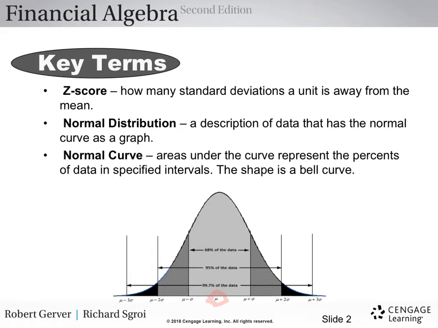Now, notice then you've got out here, at this point here, and this point here, you've got the mean minus a standard deviation, the mean plus a standard deviation. This represents 68% of the data. If you go 2 standard deviations away, you get 95% of the data. And if you go 3 standard deviations away, you get 99.7% of the data.